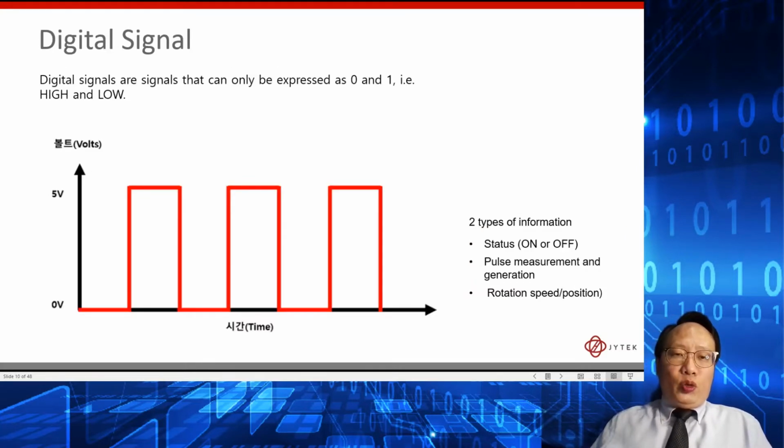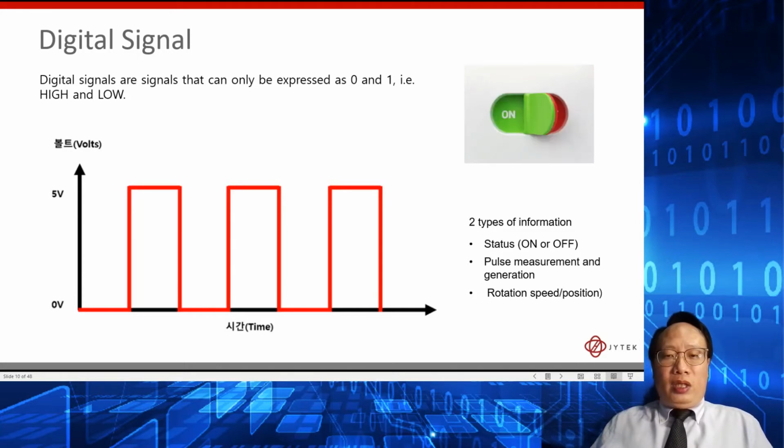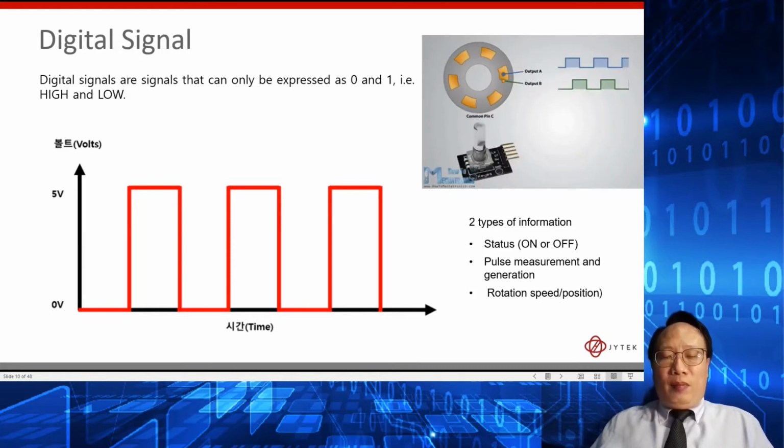In a nutshell, there are two types of signal from the real world. You have the digital signal. In this case, you're interested in whether the signal is on or off, 0 or 1, high or low. The other type of digital signal is that you are not only interested in the state of the signal, but also the rate of change of the state. That means you are interested in how long the signal is high and how long the signal is low, and you can use it to do pulse measurement and generation.